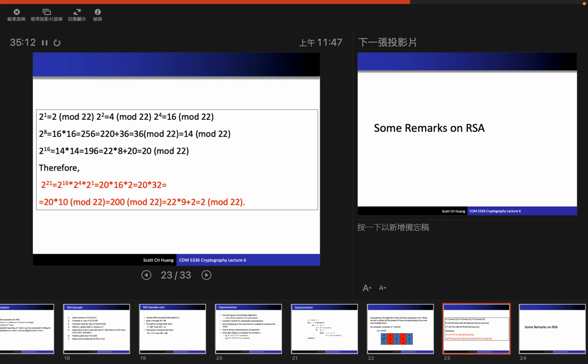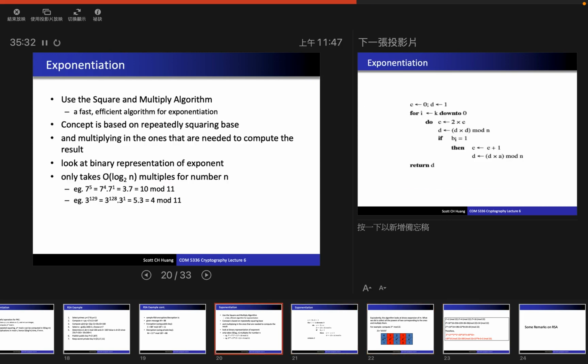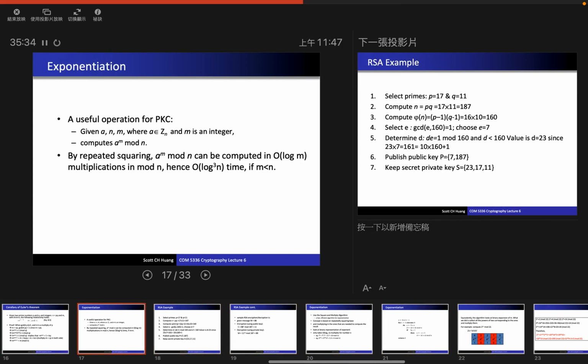So this gives you an idea. Like 2 to the 21. 21 can be represented as 16 plus 4 plus 1. And then it implements this calculation. Okay, let's come back and look at an example of RSA. Just look back at an example.